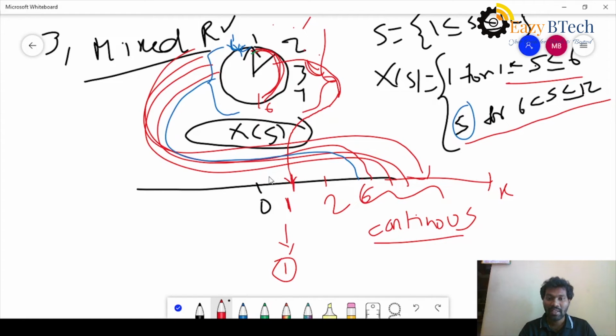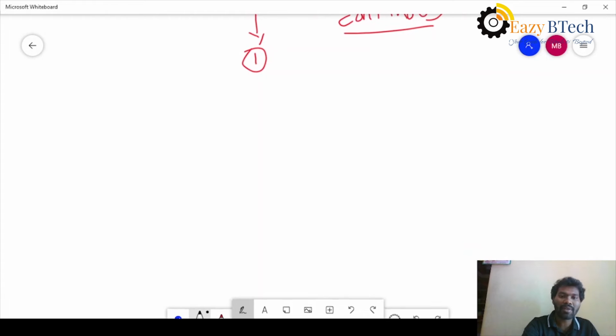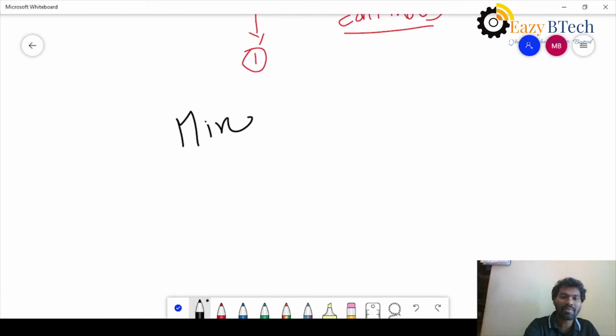I am telling you again: if the real axis contains both, and your mapping always goes through your random variable only, it should not come outside. Here it has continuous values and one discrete value. So the real axis has both continuous and discrete values. That's why the name here is mixed random variable.